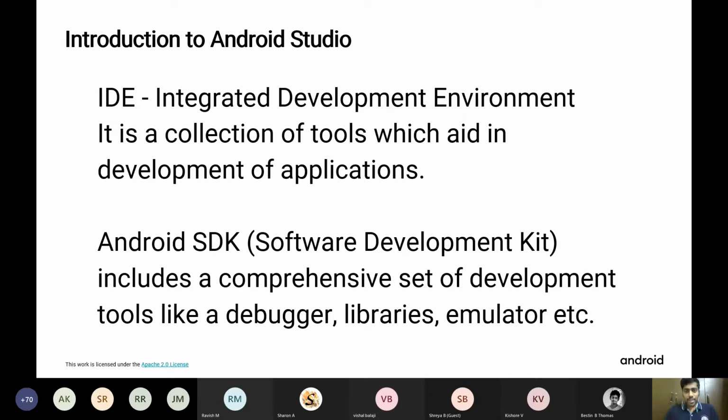A software development kit, as the name states, is a kit. So you use this kit to develop software. What does this kit have? This kit has a set of tools. The Android SDK specifically has a debugger in it, which helps you debug your code, and it has a collection of libraries, and it has an emulator, like you would have already seen the Android emulator in Android Studio. So these are some of the components of the Android SDK.